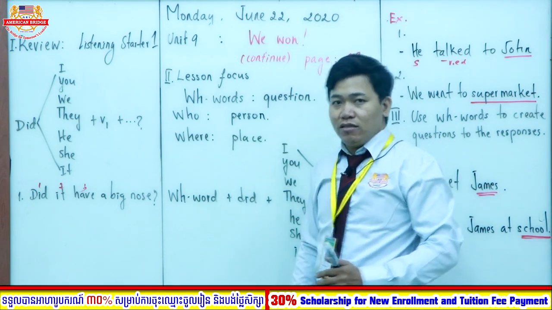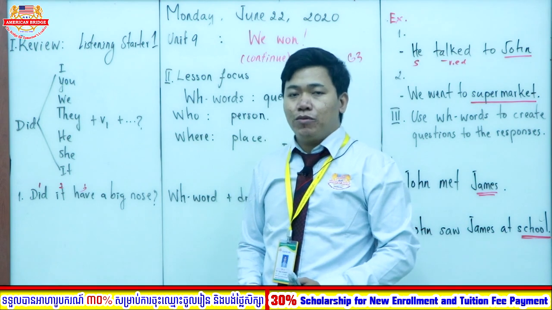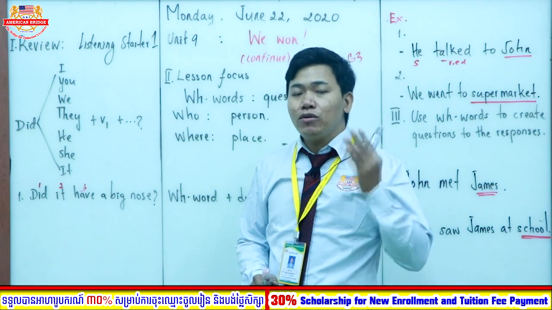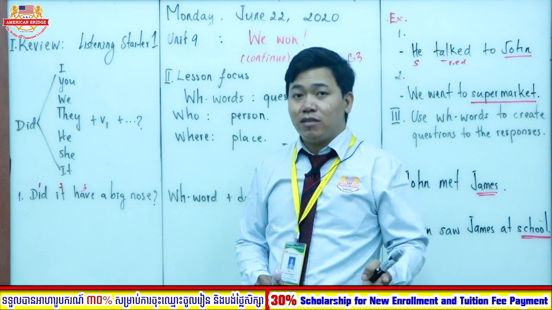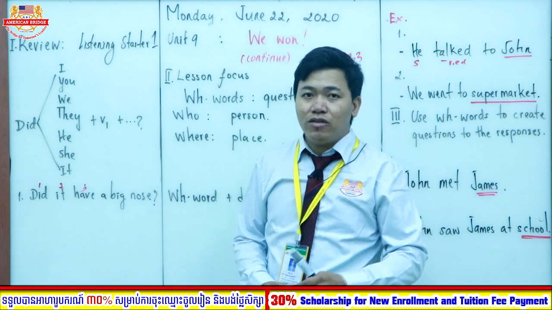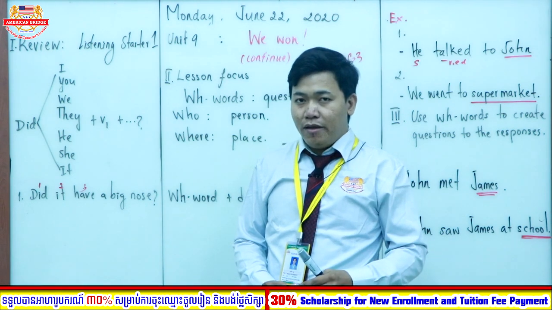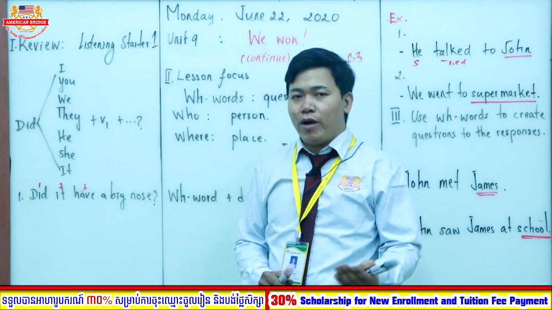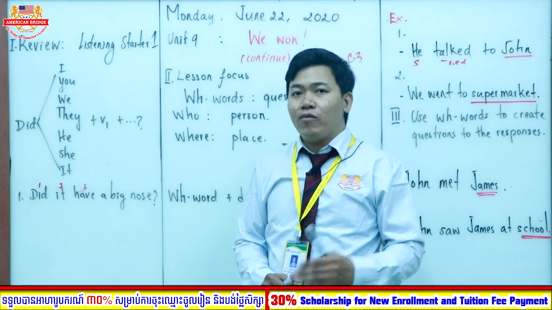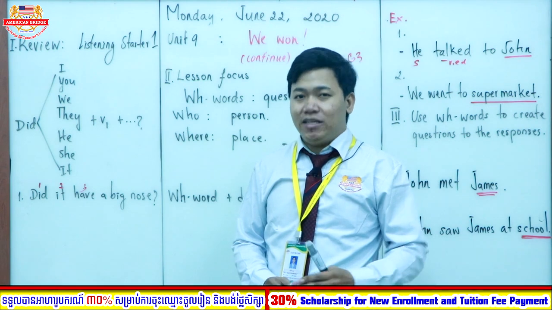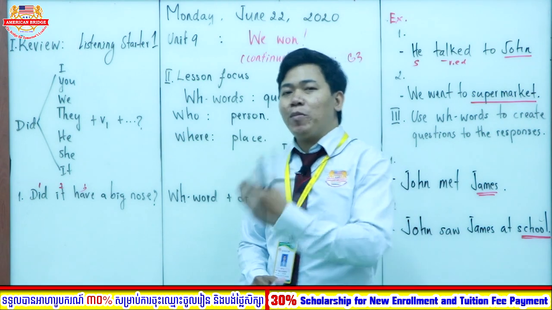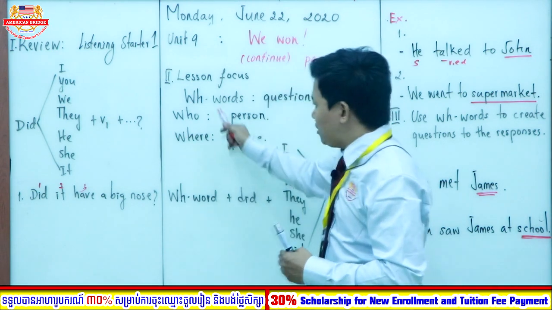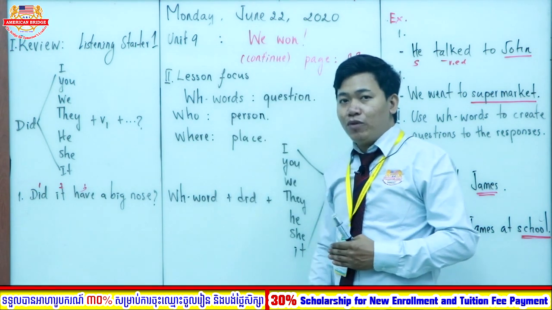So the question is, when do we use who? How do we use who, everyone? Great. We use who to ask about a person. Whenever you want to know about a person, you need to use who. And when do we use where? How do we use where? Great. We use where whenever we want to know about a place, right? When you want to know about a place, you need to create the question using the word where. So these two words are called WH words.